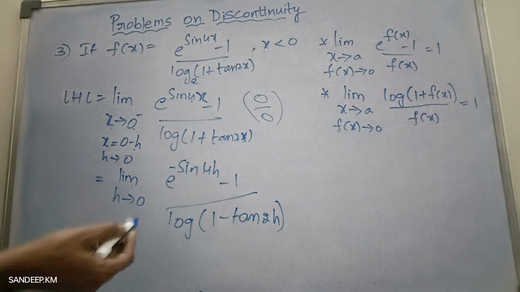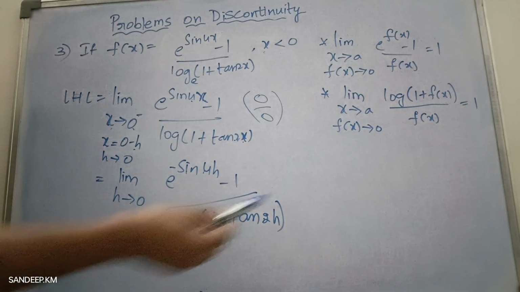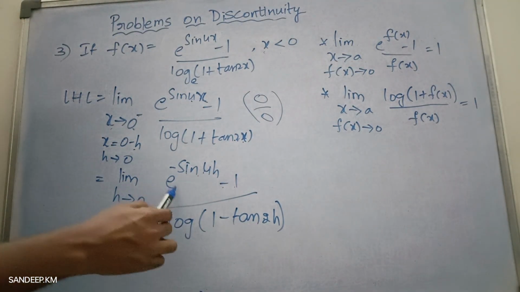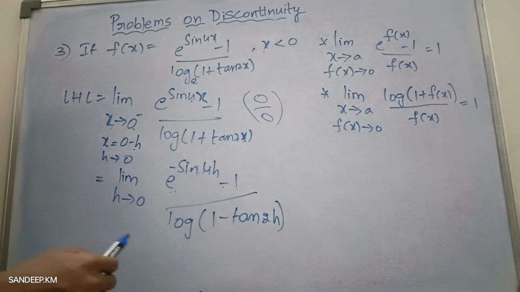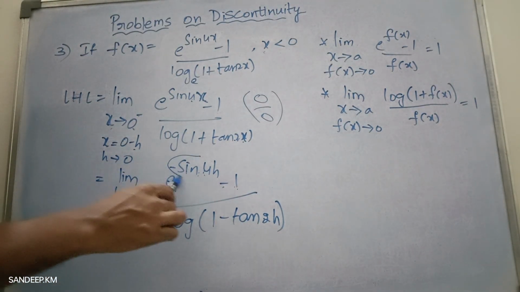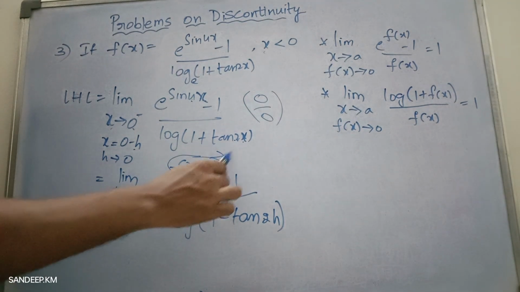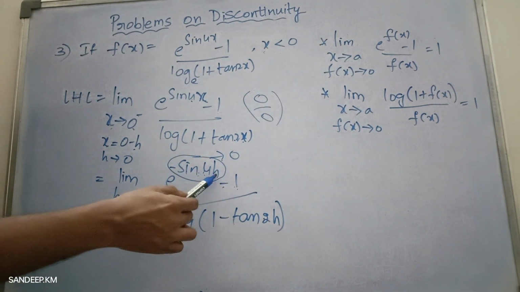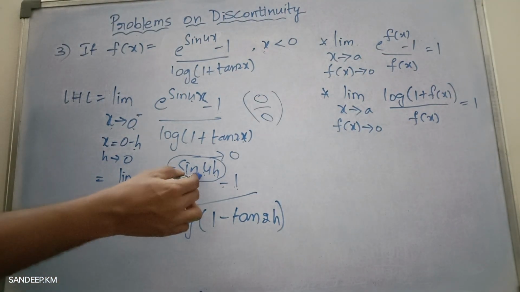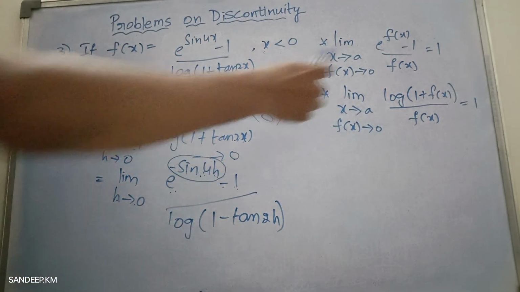Okay, now dear students, this is already in the form of e power f of x minus 1. The numerator is in the form of e power f of x minus 1 or e power f of h minus 1. And when h is approaching 0, this f of h is also approaching 0. Because if I substitute h as 0, I'll get 0 here. Sine of 0, 0.